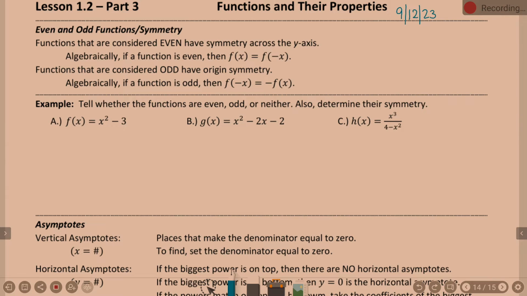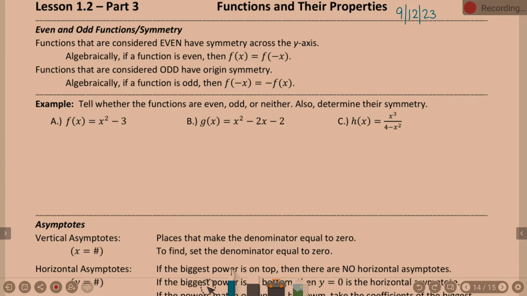Did we talk about even and odd in Algebra 2? I feel like we did, but maybe we didn't. Okay, let me give you... Huh? We did. Okay. See, I was kind of thinking maybe we did, but I don't know.